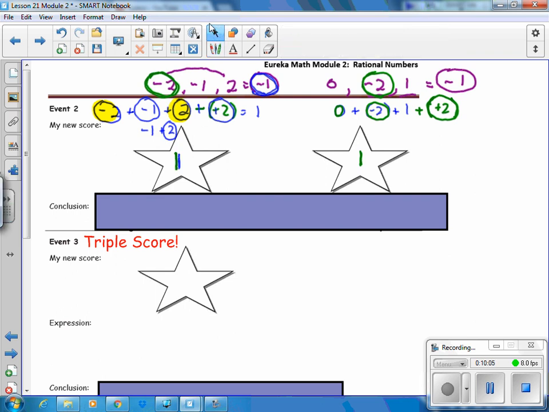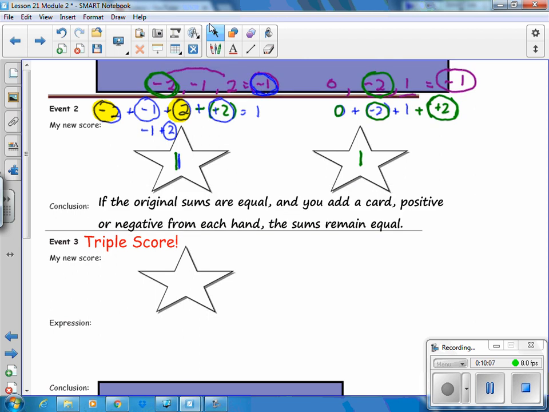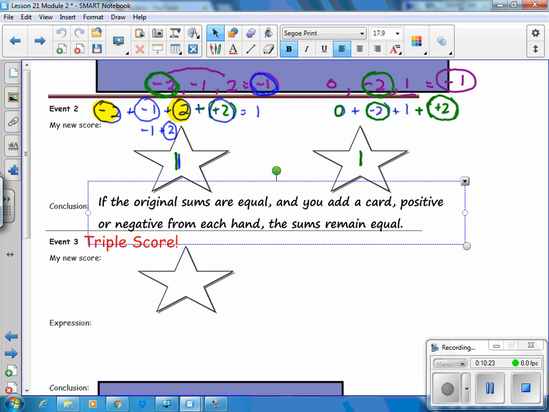In conclusion, if the original sums are equal, and they were, and you add a card, positive or negative, from each hand, the sums remain equal. So I want to just double check. Did you see that it said add a card? And we didn't add a card, did we? We removed a card. So as you copy that into your notes, make sure that you change that to remove a card. The original sums are equal and you remove a card, positive or negative, from each hand. The sums remain equal.